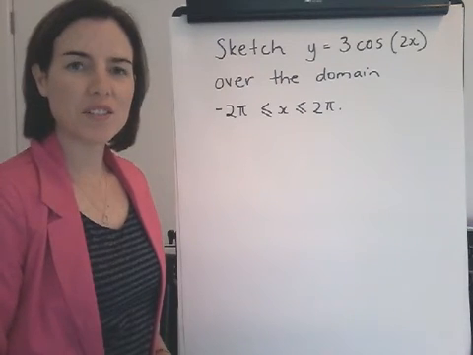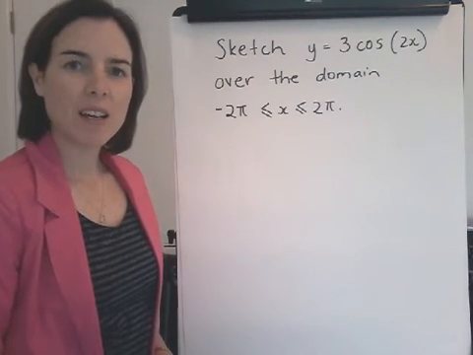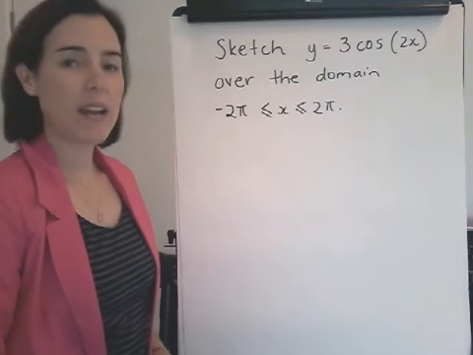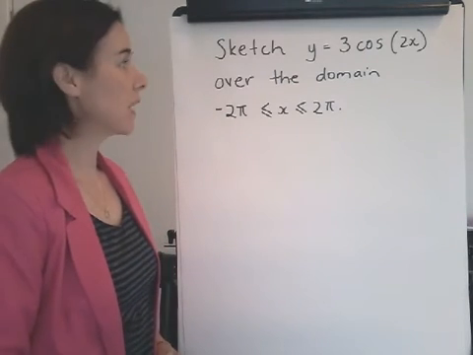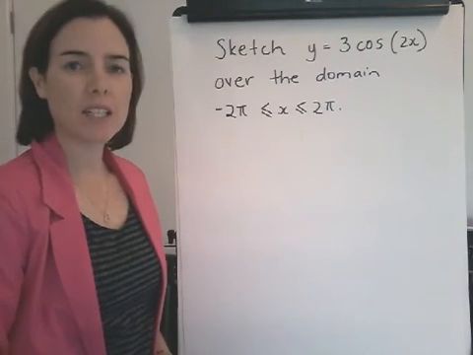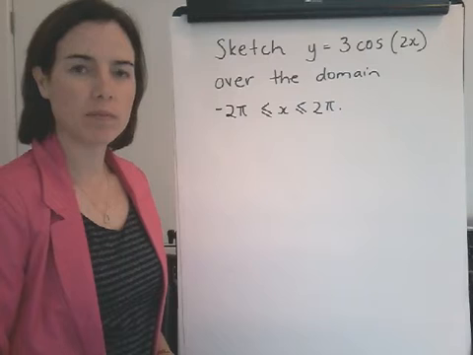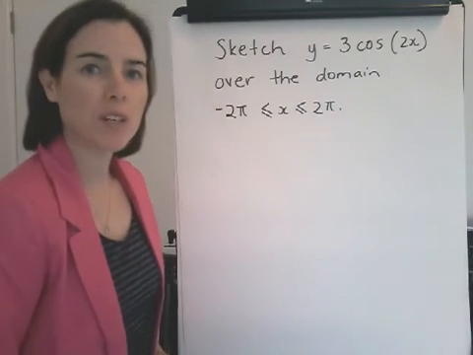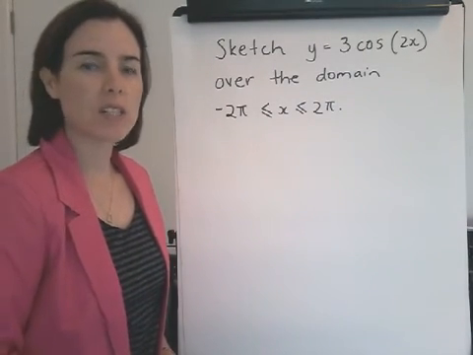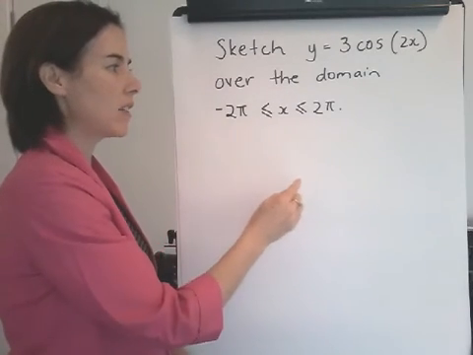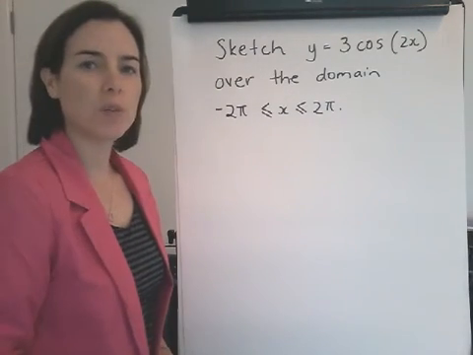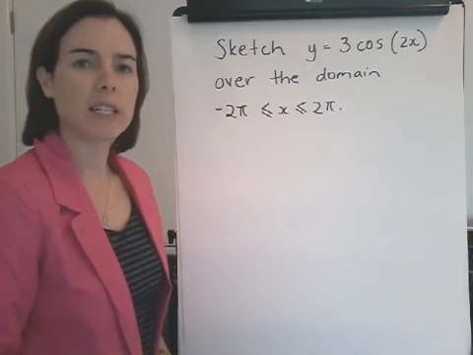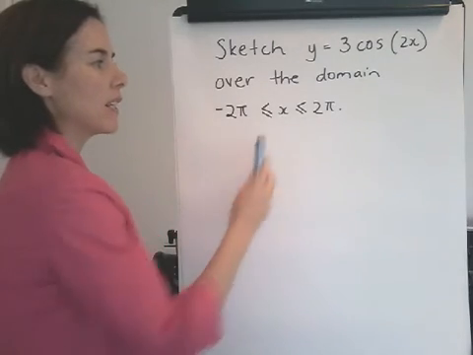Here's a question on drawing a trig graph. We're asked to sketch y equals 3 cos 2x over the domain negative 2 pi to 2 pi. Whenever you're asked to sketch a trig graph, you will be given the domain because you need to know where to start and where to stop. And it also tells you whether you're working in degrees or radians. So we're using radians in this question.